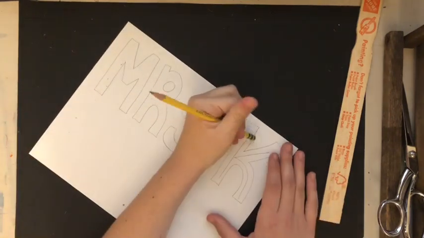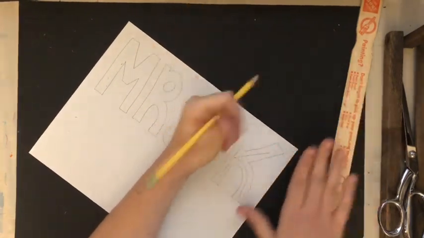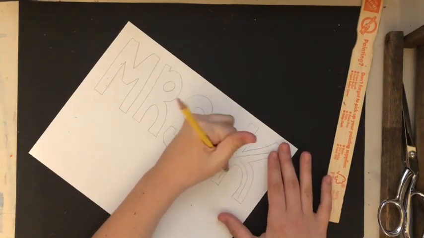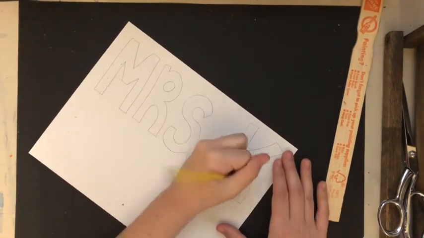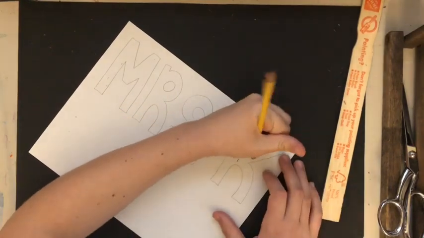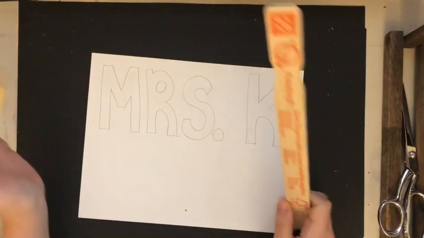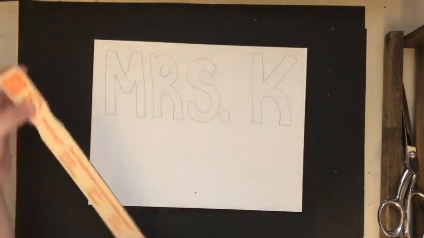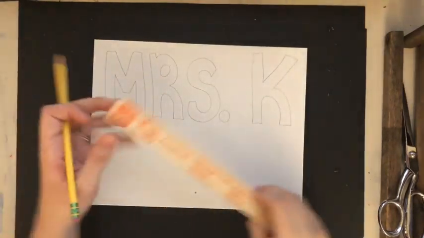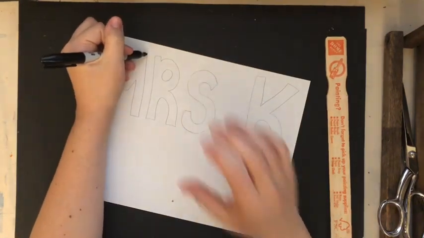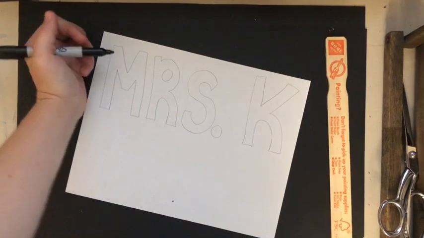Okay. So, Mrs. K. All right, so now what we're going to do is, actually let's Sharpie. I'm going to Sharpie my letters first. So now I'll time lapse really quick Sharpieing my letters.